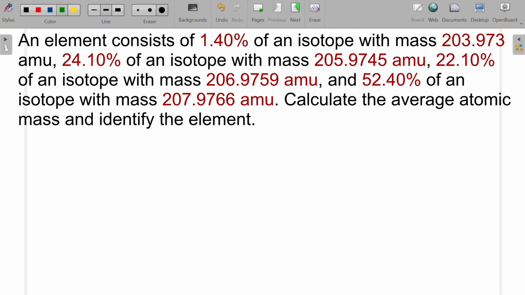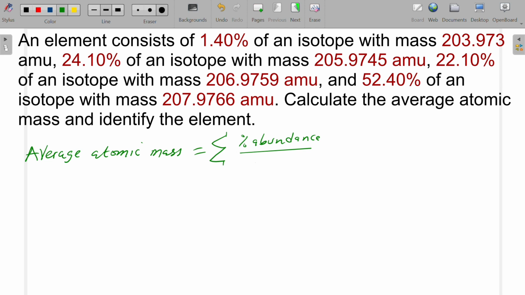Now, given this information, in order for us to find the average atomic mass of this element using the isotope information, the formula we need is: average atomic mass is equal to the sum of the percentage abundance, divided by 100%, multiplied by the mass of that isotope. Yes, so this is the formula we need.